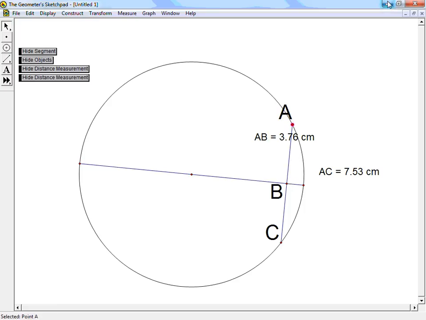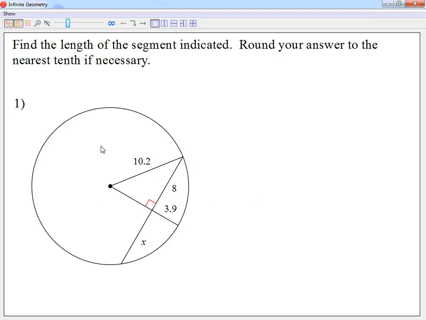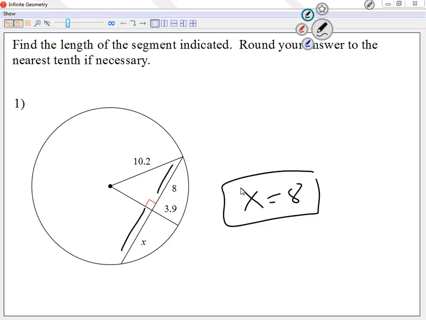So having that said, let's take a look at our homework or our worksheet. A radius is part of a diameter. So a diameter and a chord, when they cross at 90 degrees, they get cut in half. So the measurement of x in this case is going to be 8. Remember, the chord is going to get cut in half. One side is x, the other side is 8. That's simple.